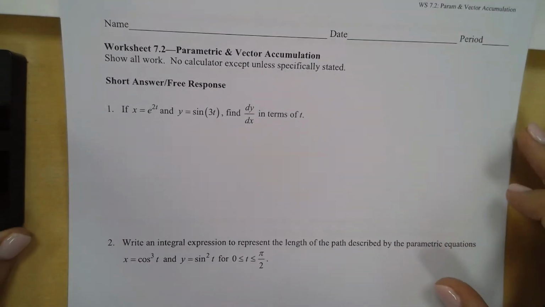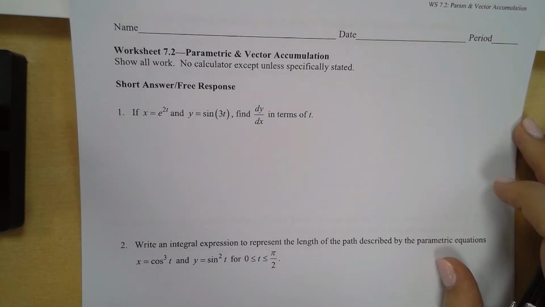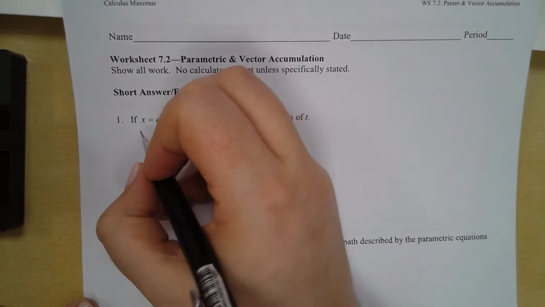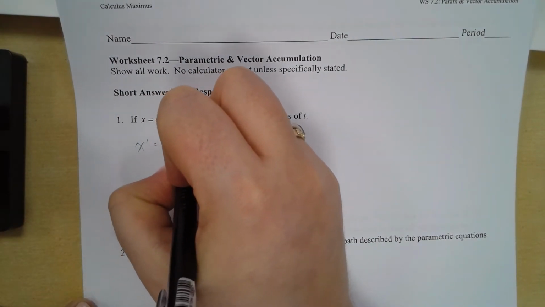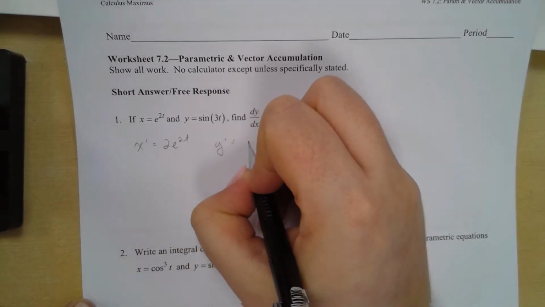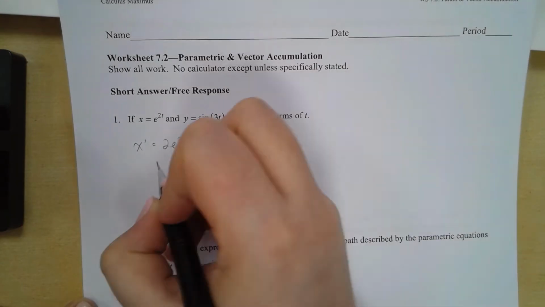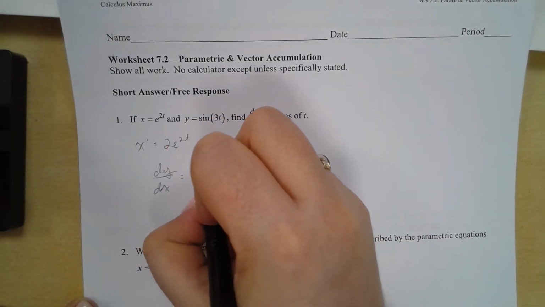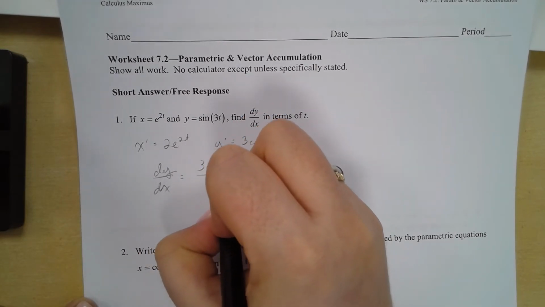If x equals e to the 2t and y equals sine of 3t, find dy/dx in terms of t. Well, that's pretty simple. We did that in our last lesson. x prime is going to be equal to 2e to the 2t. y prime is going to be equal to 3 cosine of 3t. So dy over dx is just equal to 3 cosine of 3t over 2e to the 2t.